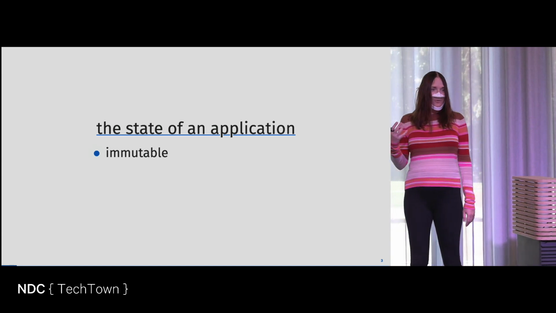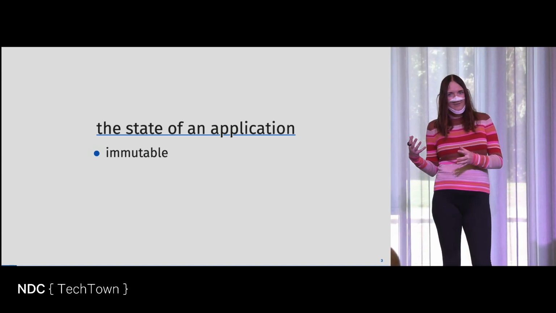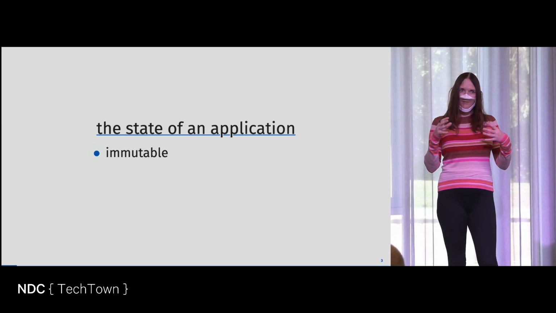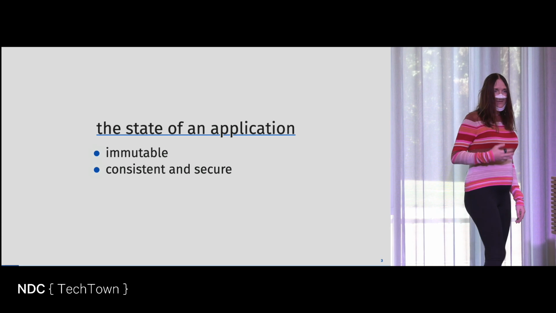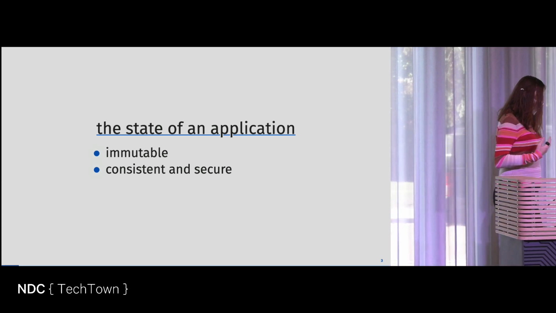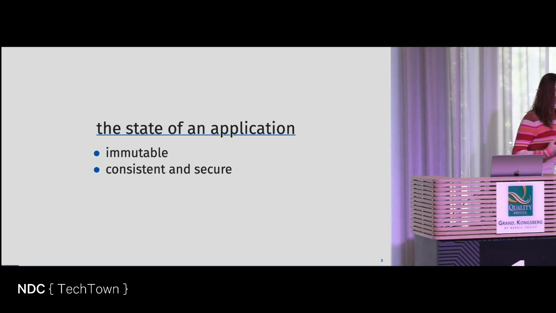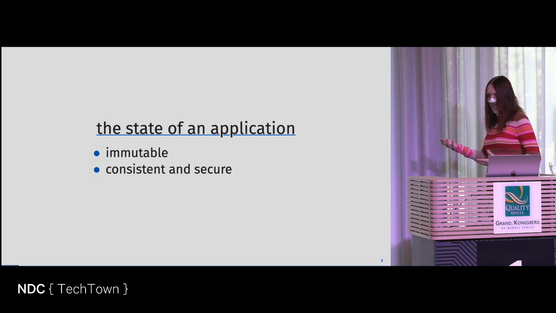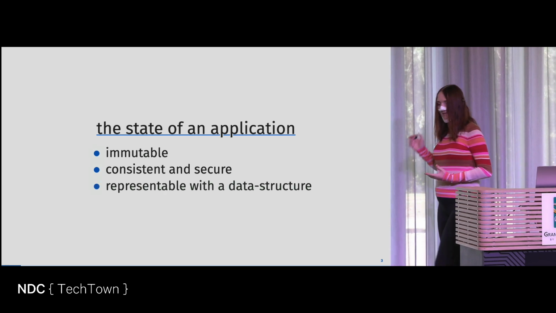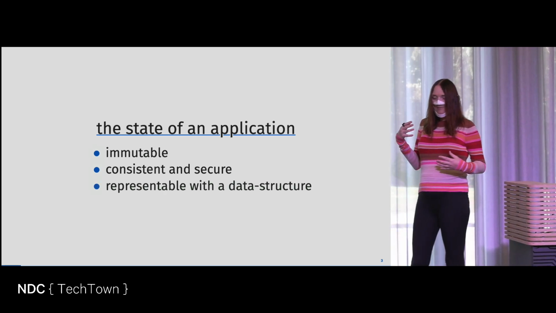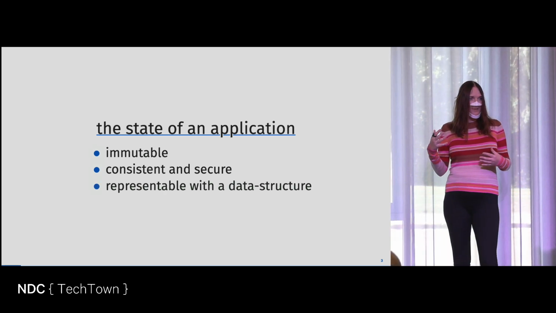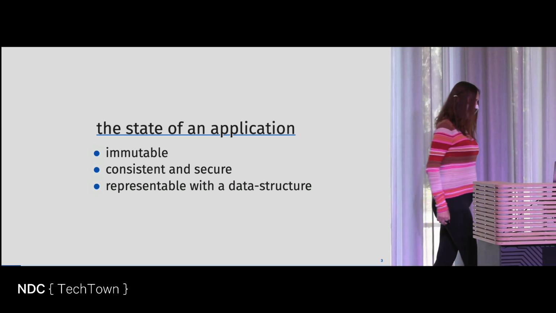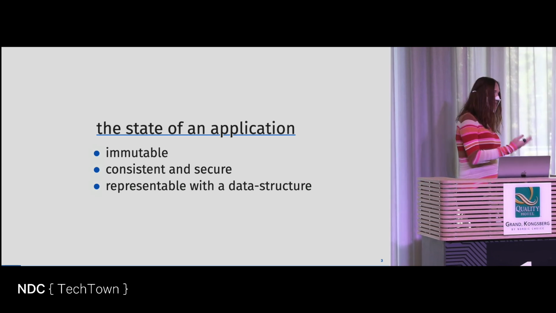The state is immutable because you don't want the state you are updating to be changed by the application itself. It should be immutable, consistent and secure, so no one can give you something which is not yours, and no one can use it as an attack surface for your application. The state is representable as a data structure. Everything is a data structure. A vector of bytes is a data structure. An array is a data structure. A tree is a data structure.